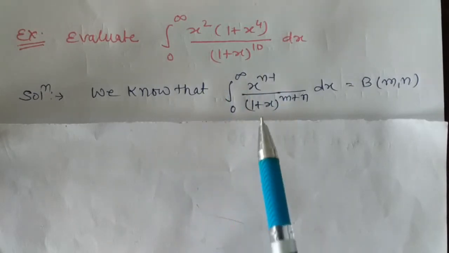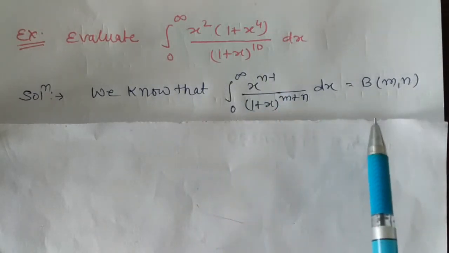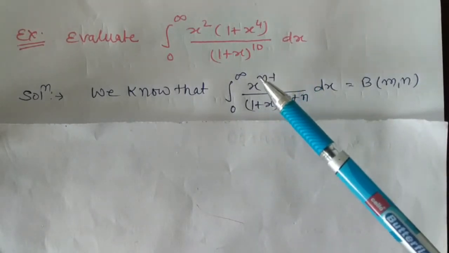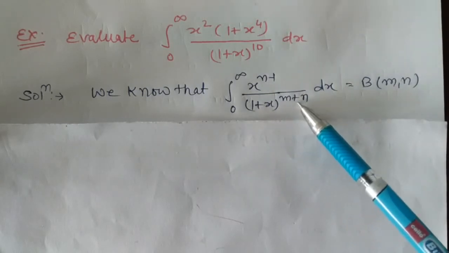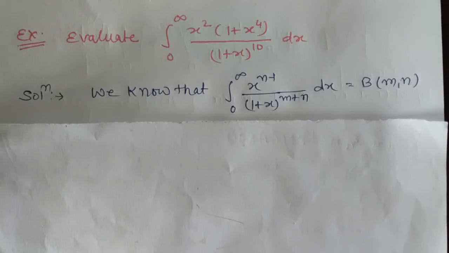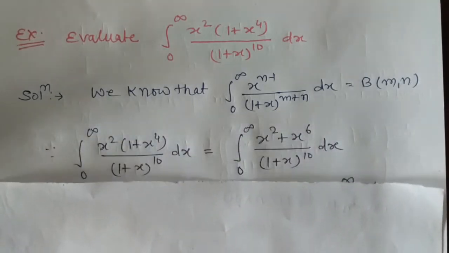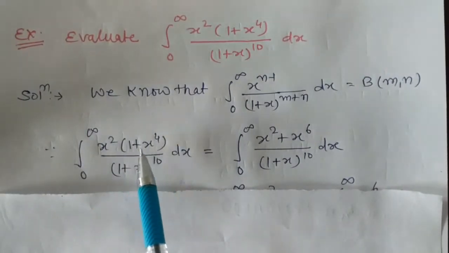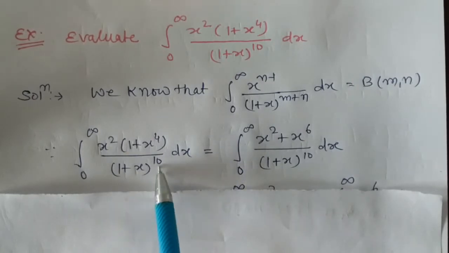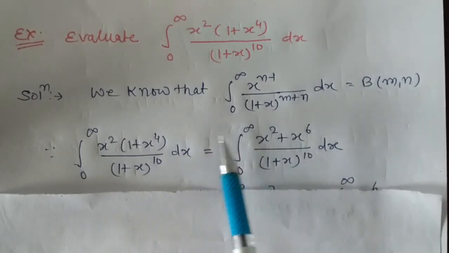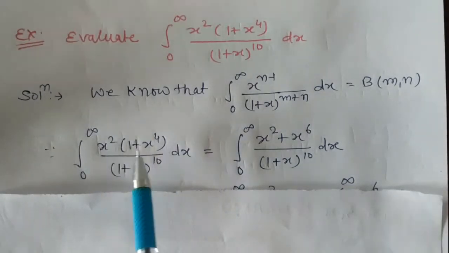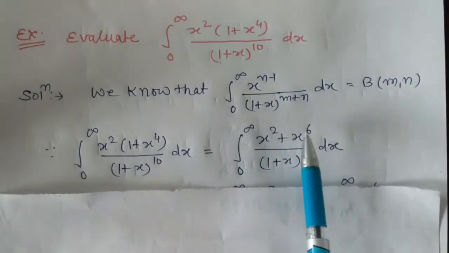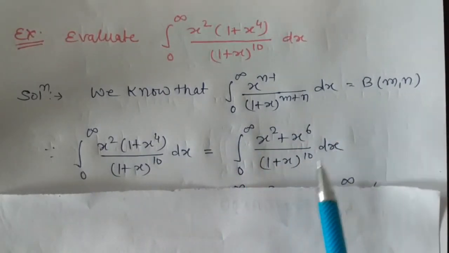So to evaluate the given integral, we use the improper integral of the beta function, which states that the integral from 0 to infinity of x to the power n minus 1 upon (1 plus x) whole power m plus n dx is beta(m, n). Now the given integral is the integral from 0 to infinity of x squared times (1 plus x to the power 4) upon (1 plus x) whole power 10 dx, which equals the integral of x squared plus x to the power 6 upon (1 plus x) whole power 10 dx.